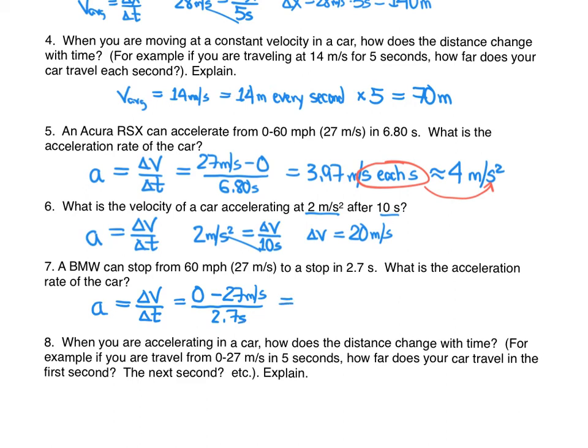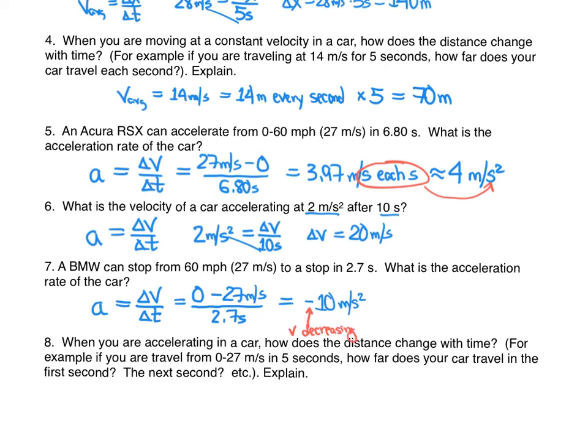So if I divide 27 divided by 2.7, I'm going to get negative 10 meters per second squared, which really means my velocity changes by 10 meters per second every second I'm braking. Okay. Notice we have a negative sign here. Right? We have a negative acceleration, which means my velocity is decreasing. Right? I'm losing velocity when I hit the brakes.